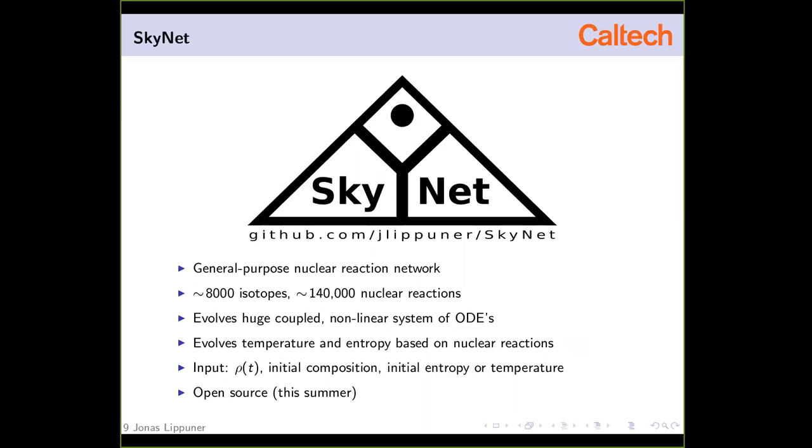And then the inputs that you need to give Skynet to run a nucleosynthesis calculation are a density versus time, and then also initial conditions, so initial composition, which we usually take to be nuclear statistical equilibrium, and so then it's just determined by an initial entropy or temperature and a Ye, an electron fraction, and then also we need an initial entropy or temperature to know what the entropy is at the beginning.